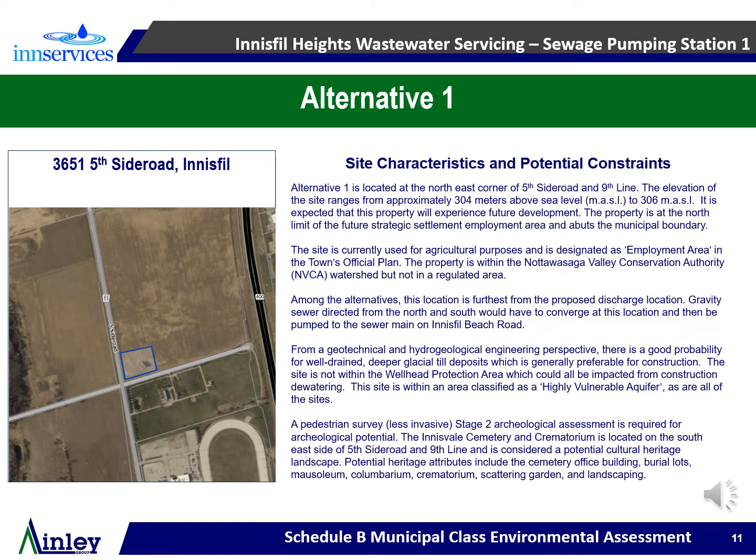Alternative 1, Site Characteristics and Potential Constraints. This slide presents site location for Alternative 1 at 3651 on the 5th Side Road. The site characteristics and potential constraints are provided outlining technical, environmental, social, and cultural considerations.